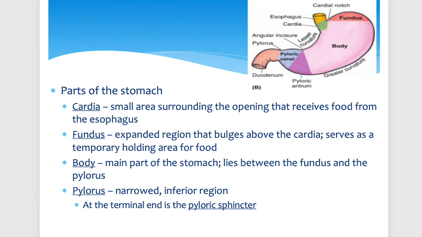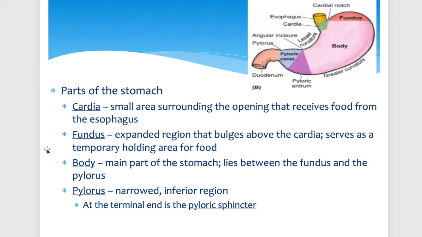There are different parts to your stomach. The small area that surrounds the opening from the esophagus where food actually enters your stomach is called the cardia. And as I mentioned before, the valve that's there is the sphincter, which would sometimes be referred to as the cardiac sphincter or lower esophageal sphincter.